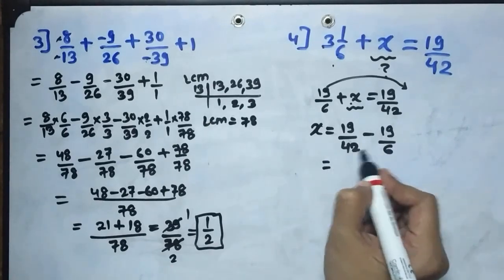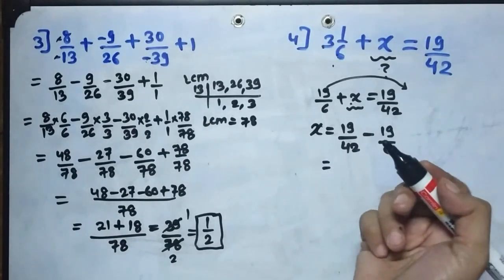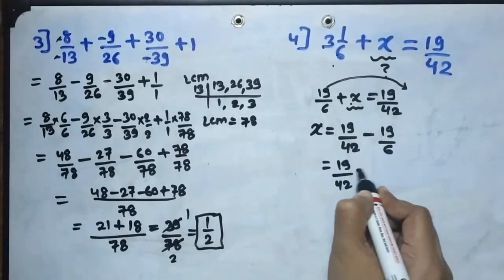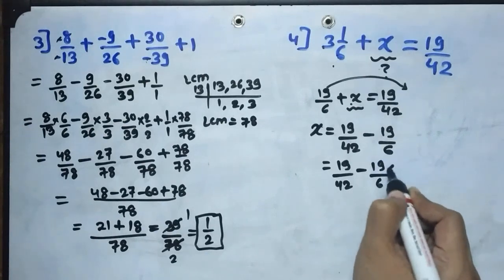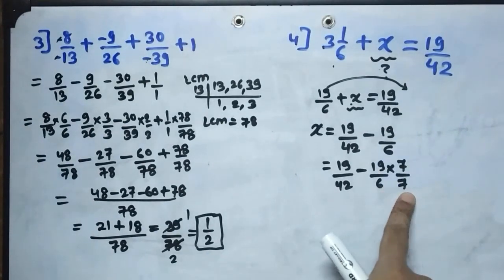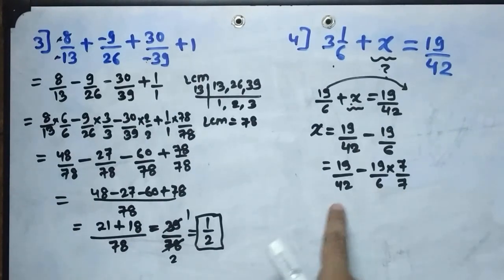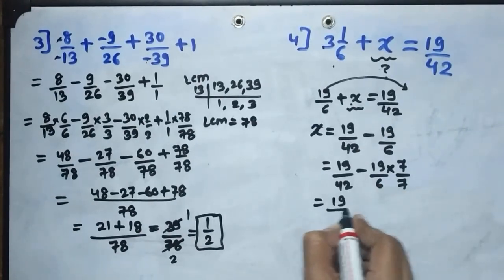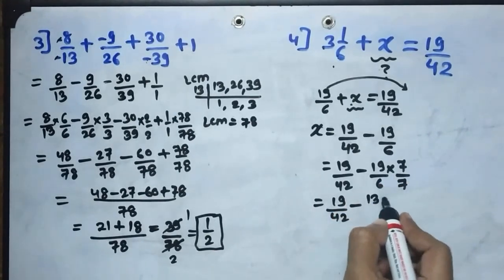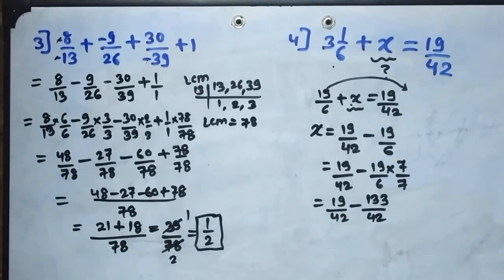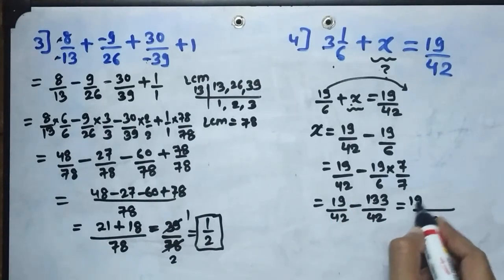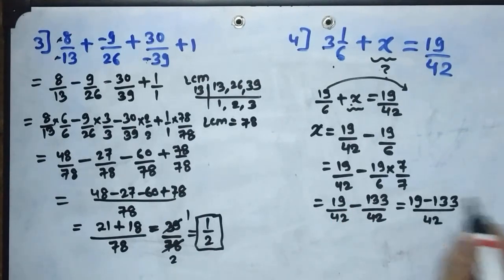Afterwards, we'll take the LCM of 42 and 6. Again it is 42 only. So 19 upon 42 minus 19 by 6 into 7s. Why 7s? Because 6 sevens are 42. It will become an equal denominator. So 19 upon 42 minus, friends, 19 sevens are 133 upon 42. We'll get a common denominator 42. 19 minus 133 is there.